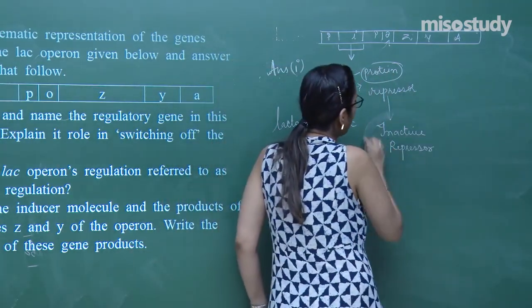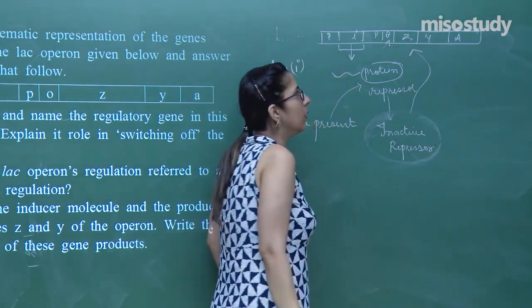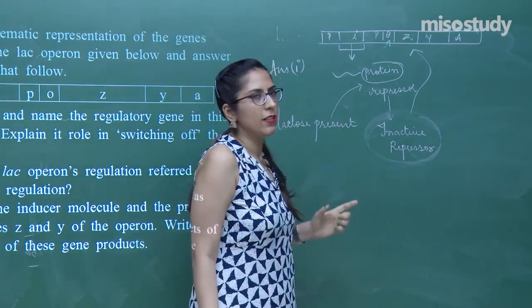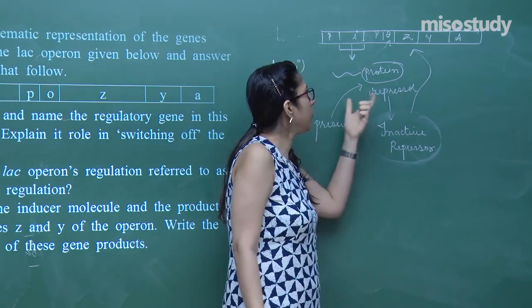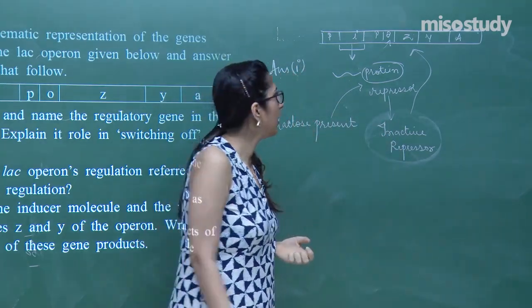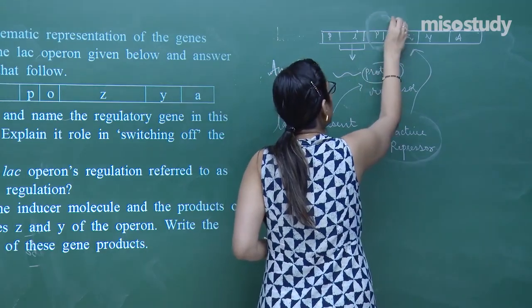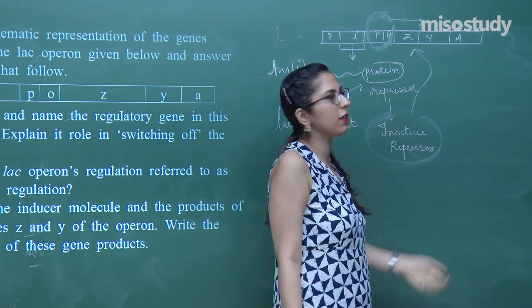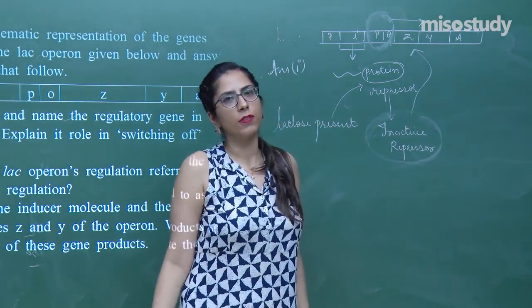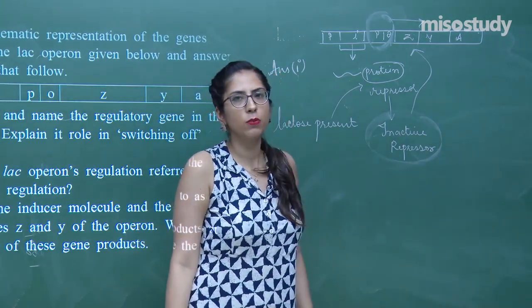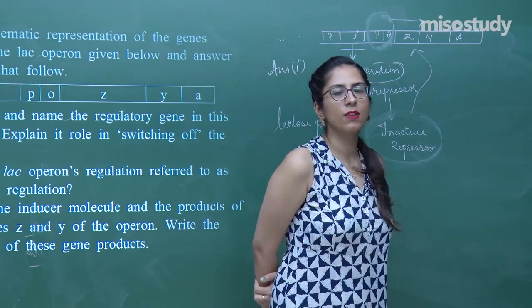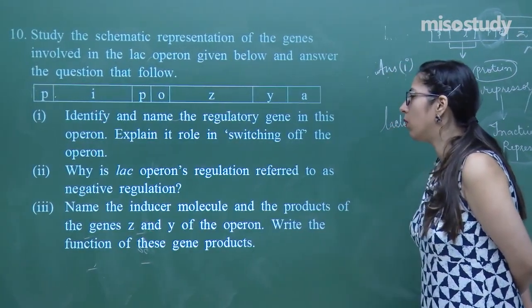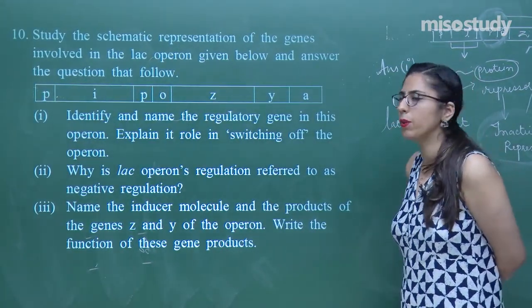Now, this inactive repressor will not have the capability to bind to the operator, so the genes, starting with Z, which codes for certain enzymes that we will be discussing, can be expressed. That is why it is called negative regulation: when lactose is present, it binds to the repressor and forms an inactive repressor, so the RNA polymerase can move in this direction. When RNA polymerase moves in this direction, the three genes are expressed and produce different enzymes. Z produces beta-galactosidase, Y produces permease and A produces transacetylase.